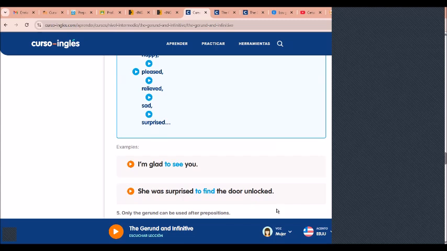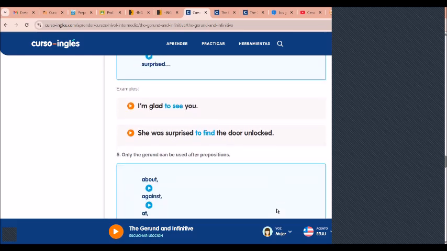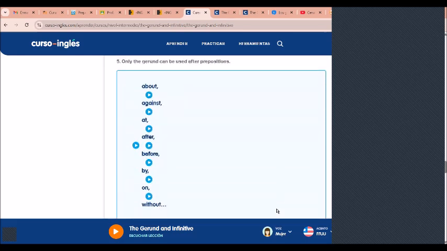I am glad to see she was surprised to find the door unlocked. All right. Now, I would be surprised if I found the door locked as well. When we have descriptive words, we're going to follow them with infinitive.